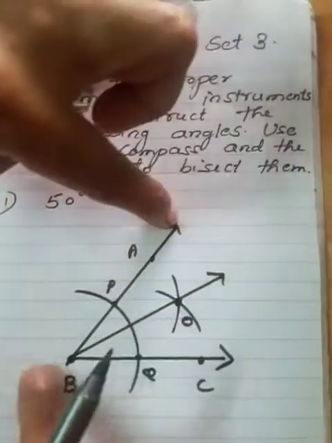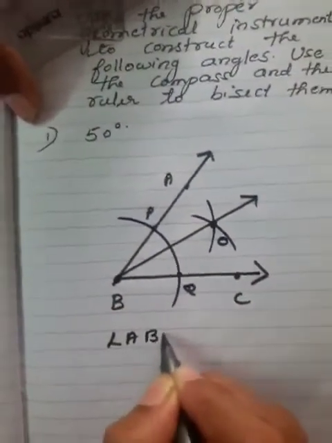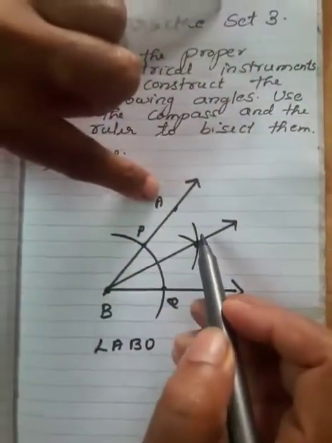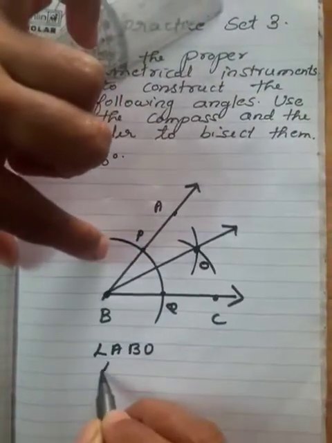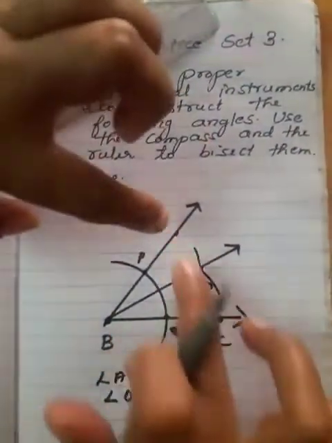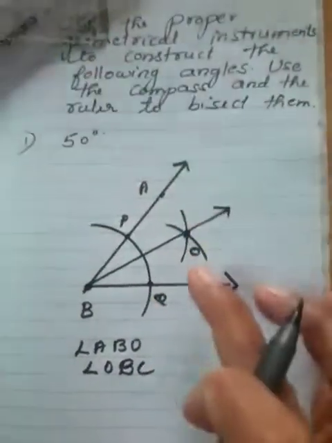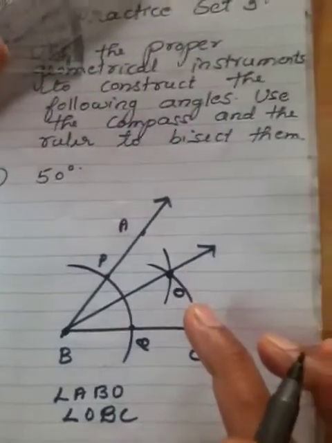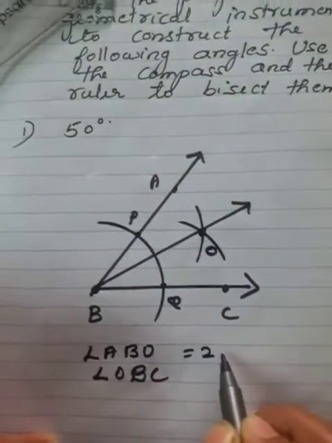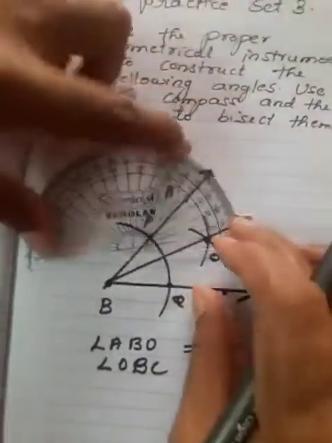Now see, inside the angle ABC, again two angles are formed. Which is that? One is angle ABO. Correct? Next one is angle OBC. Two angles are formed. Correct? So if you measure these two angles, what will be the measure of those angles? It is 25 degrees. The measure of both the angles is equal.